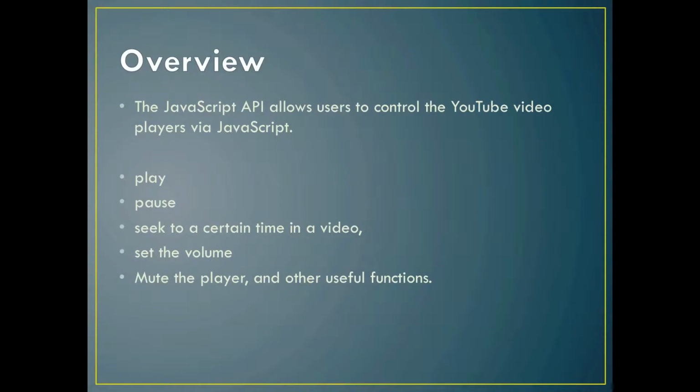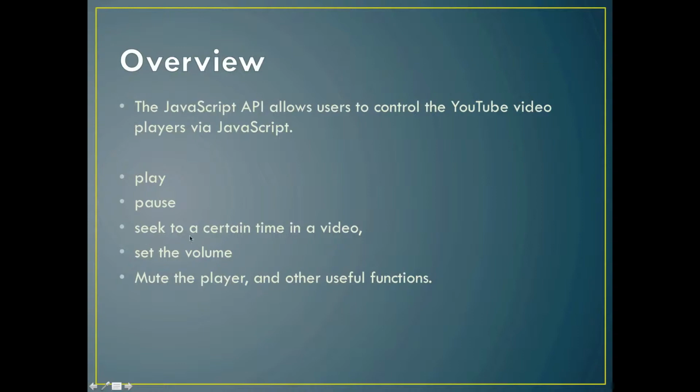The first slide is the overview. The JavaScript API allows users to control YouTube video playback via JavaScript. That means you can use JavaScript as a tool to control your YouTube player. Here are the functions: you can play, you can pause the video, seek to a certain time of the video. Those are the functions I used in my simple code.